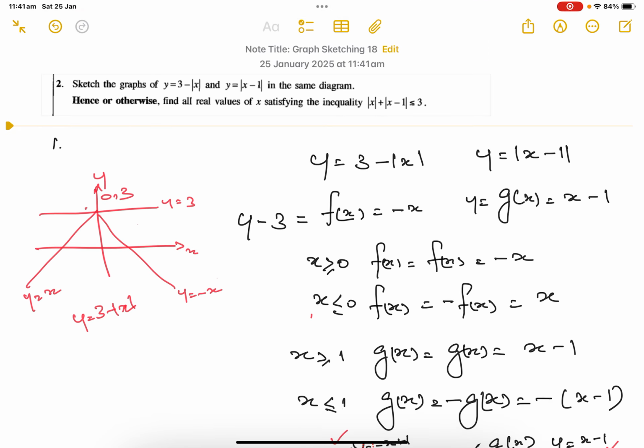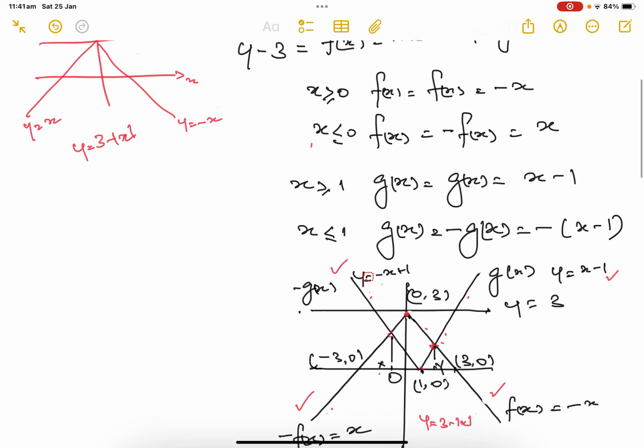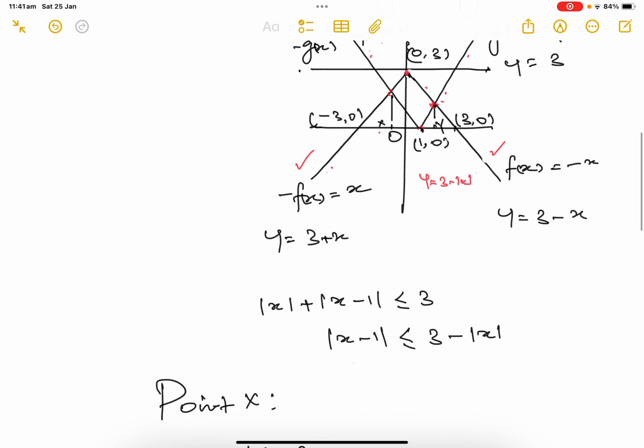So the second part: hence, find the real values of x satisfying the inequality. So the inequality is modulus x plus modulus x minus 1 is less than 3. But what I wanted to do is make it like the first part. So modulus x minus 1, I take that modulus x to the other side: 3 minus modulus x. So we have both graphs. This is the first graph, this is the second graph.